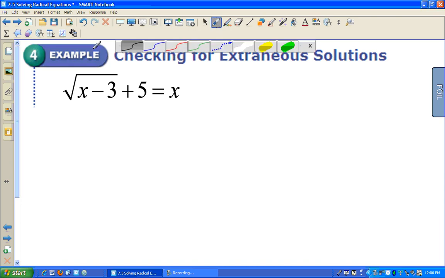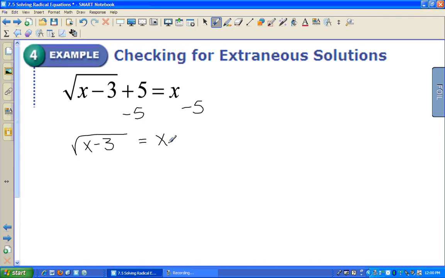What I'm going to do to start out with is get the radical by itself, so I'm going to subtract 5 on both sides to leave me with the square root of x minus 3 equals x minus 5. At that point, what we've already learned, to get rid of a square root, I have to square both sides. So I'm going to square this side, go over to the right side and square it. That's going to make the square root and the square cancel each other out, leaving me with the base x minus 3 equals x minus 5 squared.